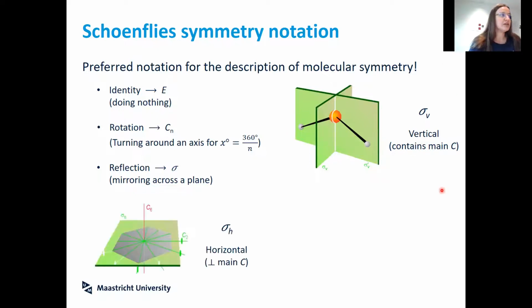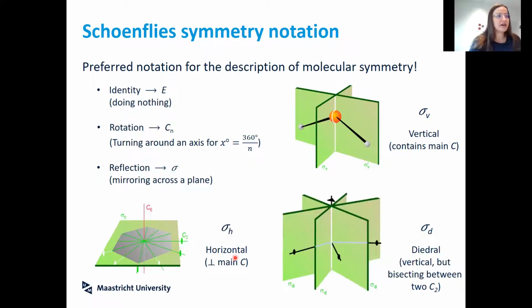The other option is having a sigma h. So the sigma h is perpendicular to the main rotation axis. So if you have a molecule like this, the rotation axis is going out of the plane because you want to spin around. Sigma h is the thing that is on the plane. So it is perpendicular to the main C.